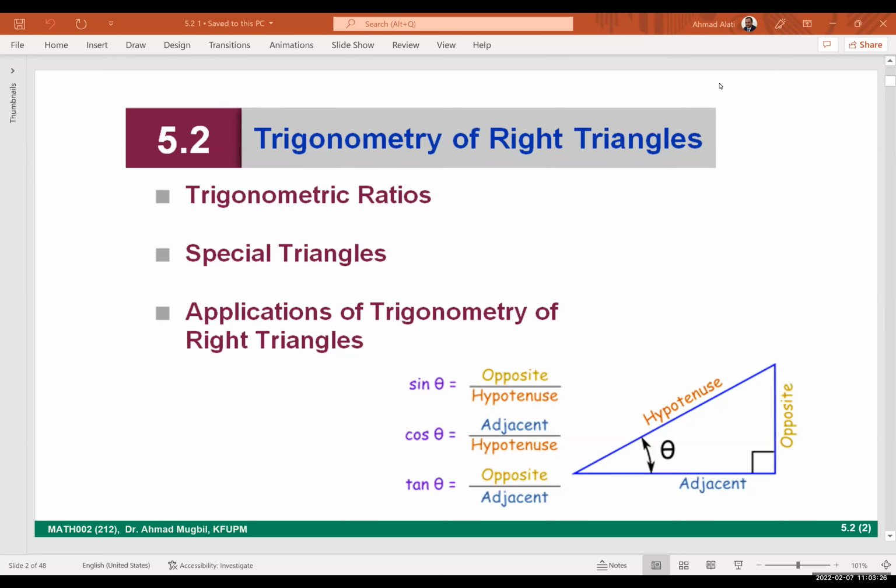We will continue inshallah today section 5.1. We had a short introduction in the previous class about this section. I believe that we have achieved the first two objectives.